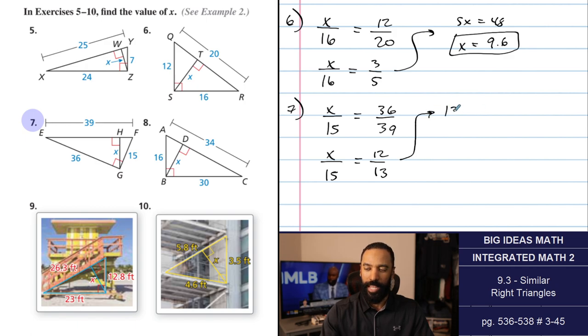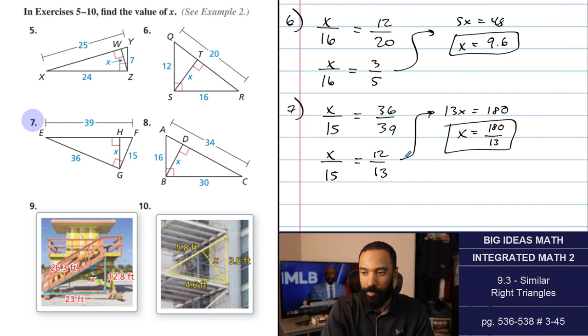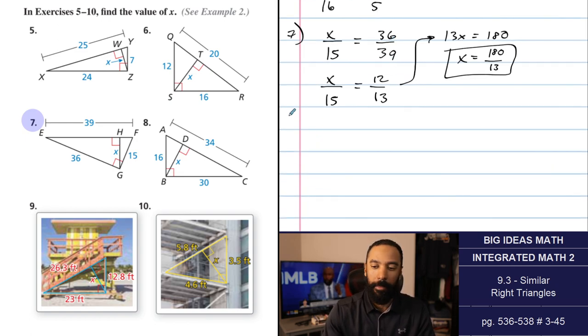Cross multiply, we get 13X equals 180. Divide by 13, I'm just going to write 180 over 13. It's not a pretty number, I'm certain. Number 8.